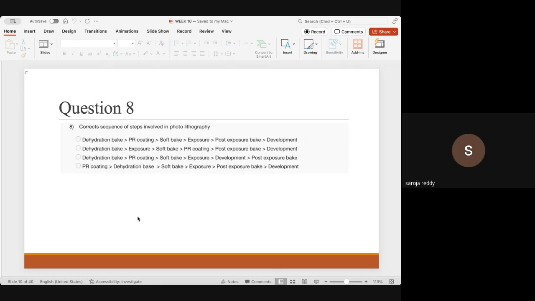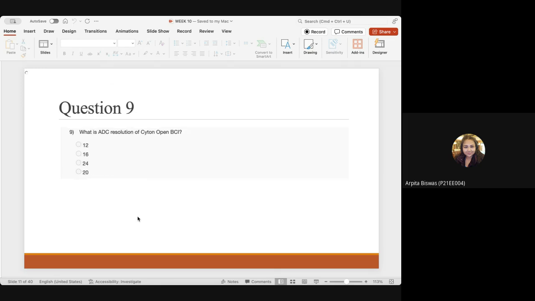Option A, ma'am. Yes, option A is the right option. Good. Dehydration bake, PR coating, soft bake, exposure, post exposure bake, and then development. Then the question number nine. What is ADC resolution of site on open BCI?